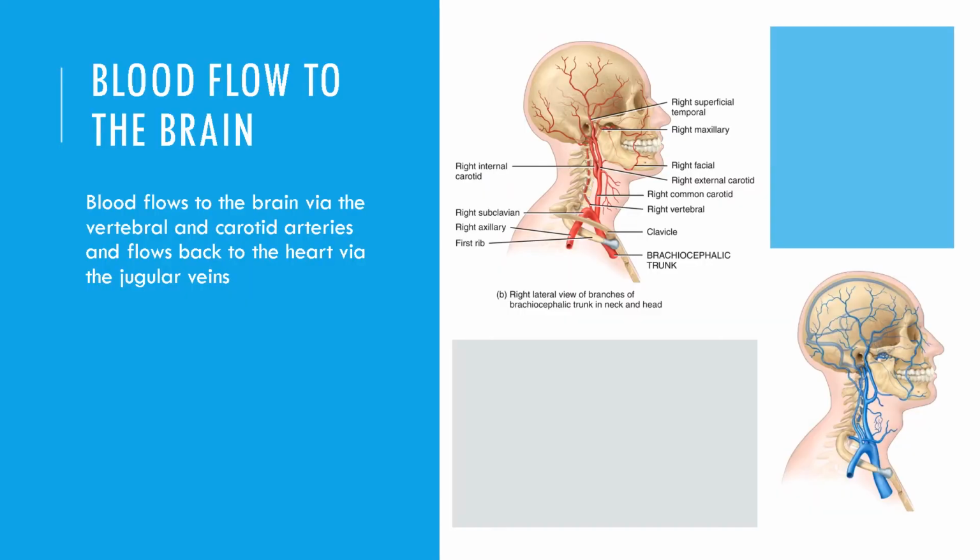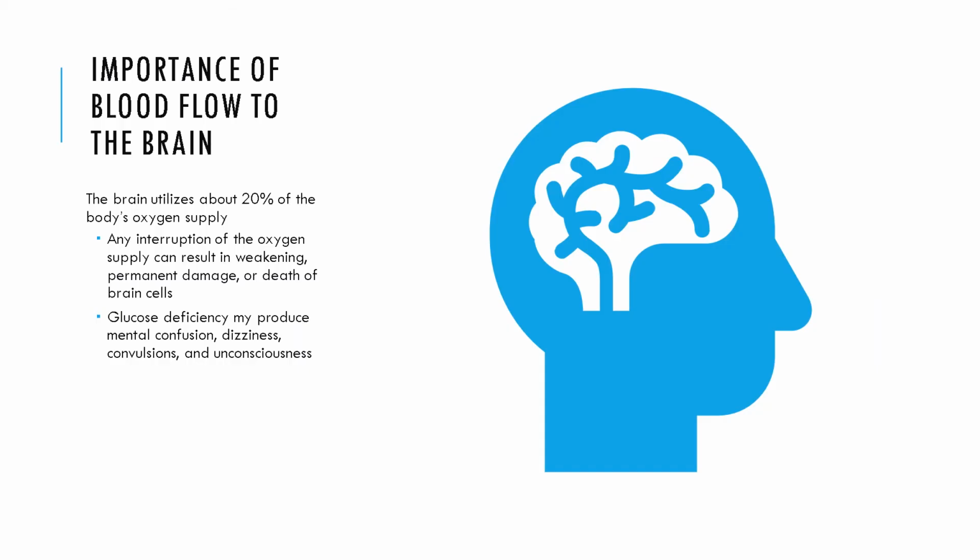Now, blood flows to the brain mainly by the internal carotid arteries and also by the vertebral arteries. The dural sinuses are going to drain into the internal jugular veins and return blood from the head back to the heart. In an adult, the brain represents really only about 2% of the total body weight, but it consumes about 20% of the body's oxygen supply, even when you're resting.